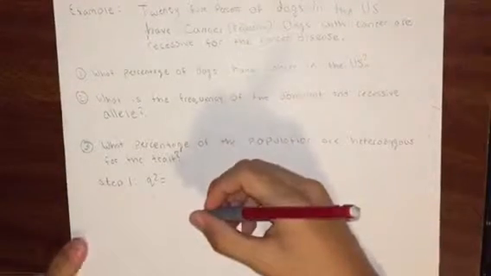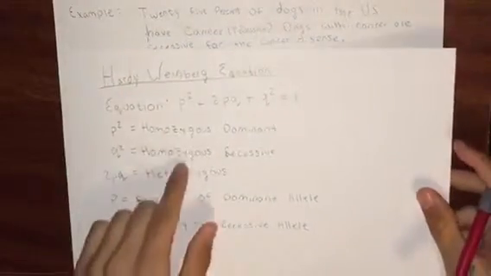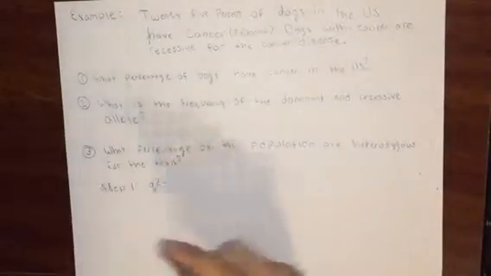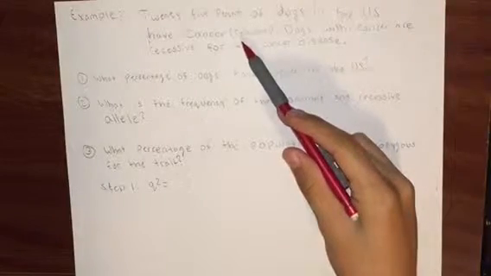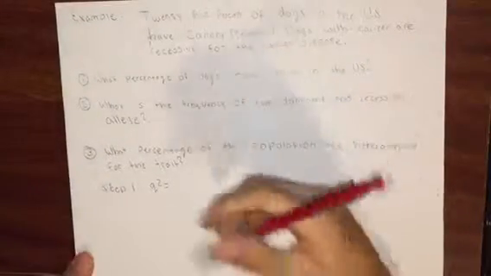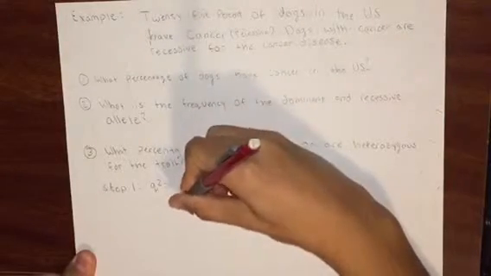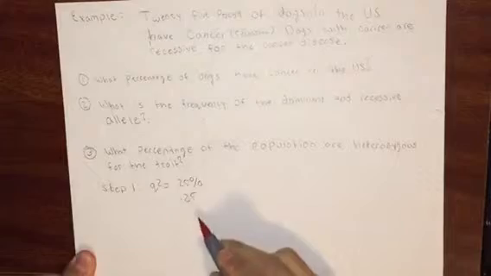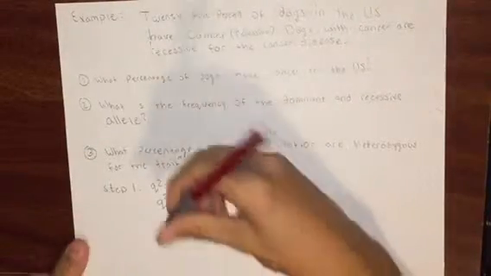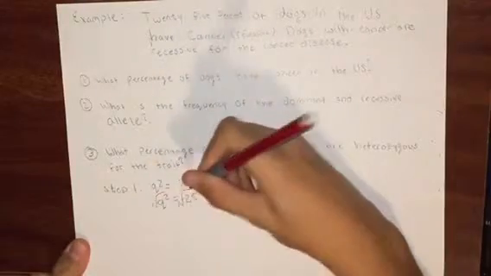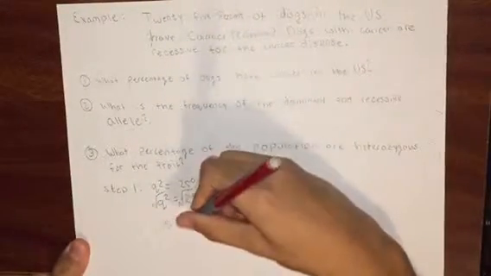Okay, so for step 1, you want to find q squared, because q squared is homozygous recessive, and as it tells us right here, 25% of dogs in the US have cancer, which is recessive, so that is 25%. But you always want to put it in decimal format, so q squared equals 0.25. So you want to square root this. Q equals 0.5.